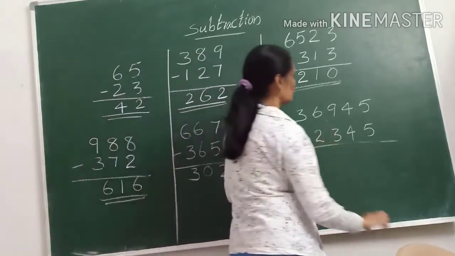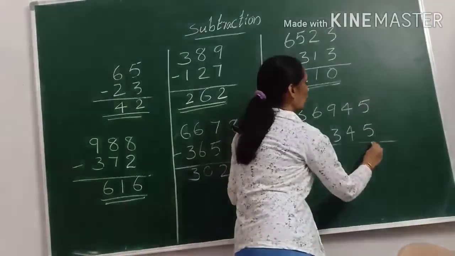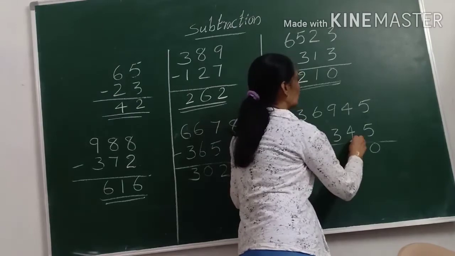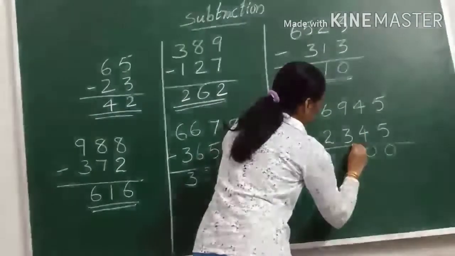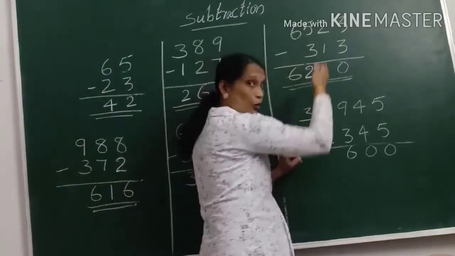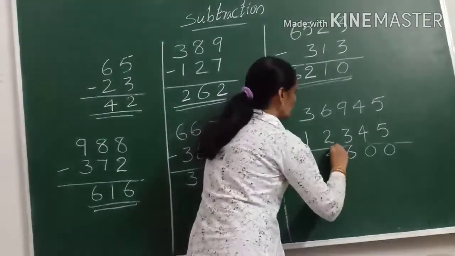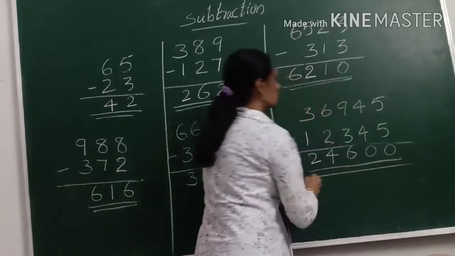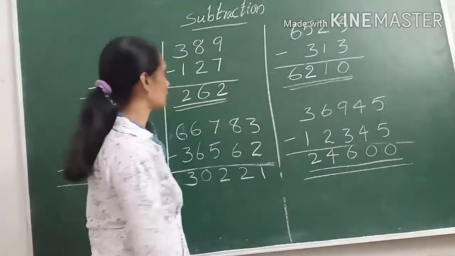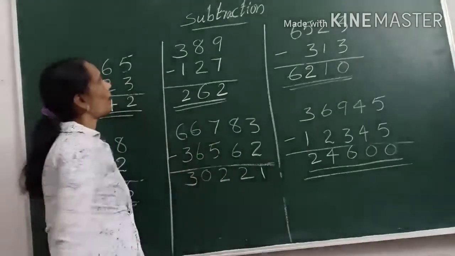Okay, now say this one. 5 plus how much is 5? 0. 4 plus how much is 4? 0. 3 plus how much is 9? 6. 2 plus how much is 6? 2 plus 4, 6. 1 plus 2, 3. So, this way we can find out the subtraction. Now next we are going into the other type.